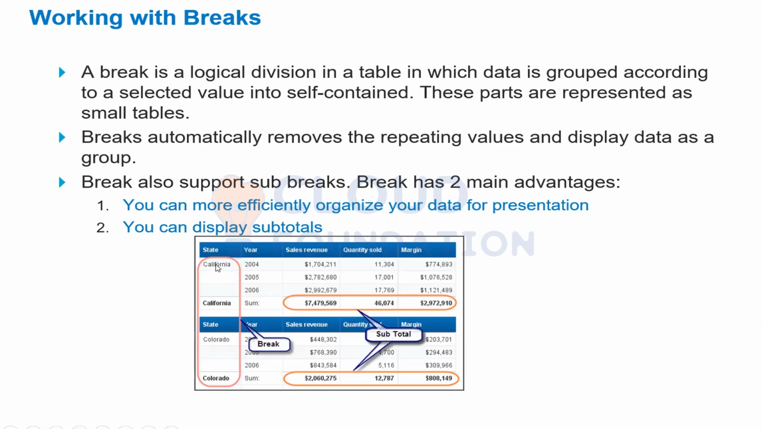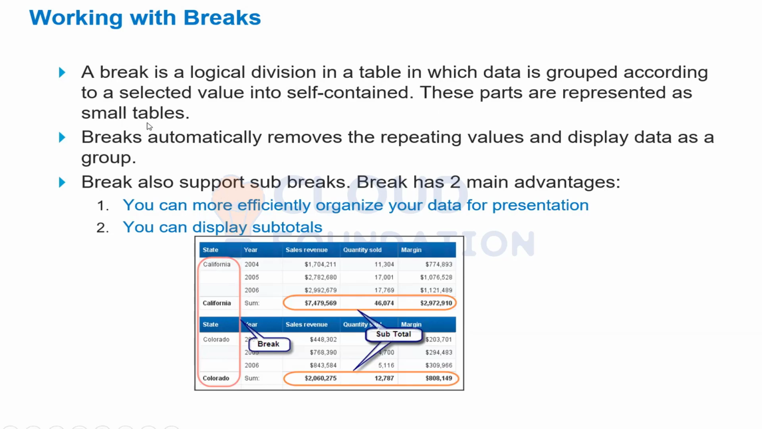And here we can create a sum per the break, so that if we create a sum per each break, it will display the total sales revenue for California here, and for quantities also. A break is a logical division in a table in which data is grouped according to a selected value into self-contained sections. Self-contained means it is there in the table itself.